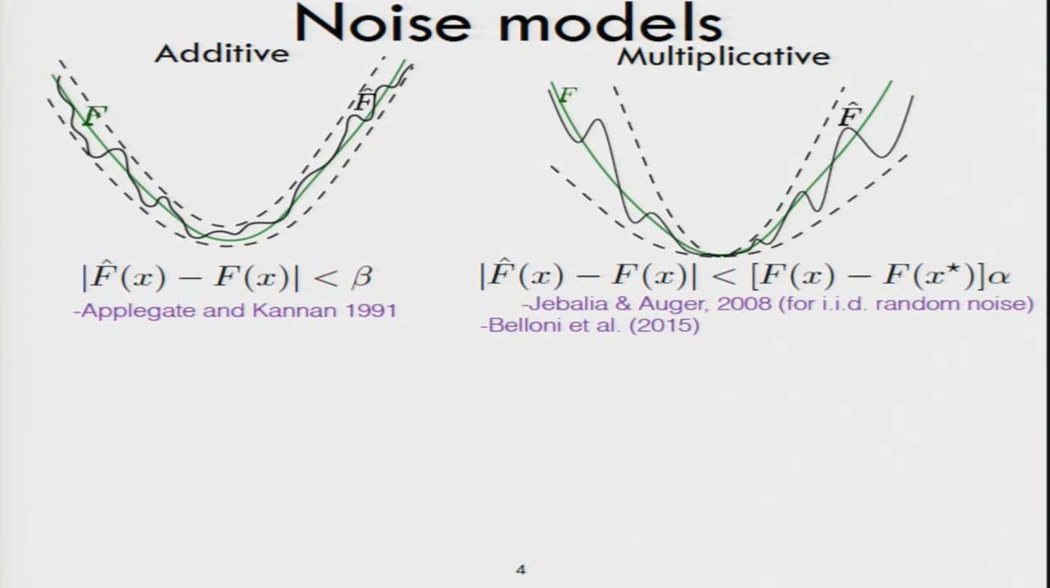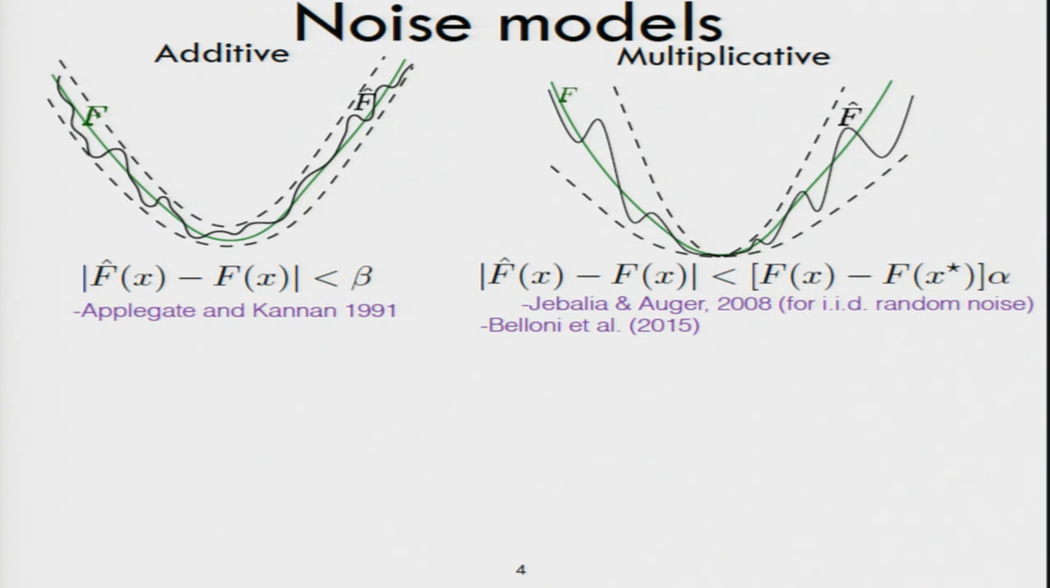Another model that we can consider for the noise is the multiplicative noise model. In this case, the error, f hat of x minus f of x, is bounded by f of x minus f of x star times some constant alpha. We call this constant alpha the multiplicative noise level, and beta is the additive noise level.